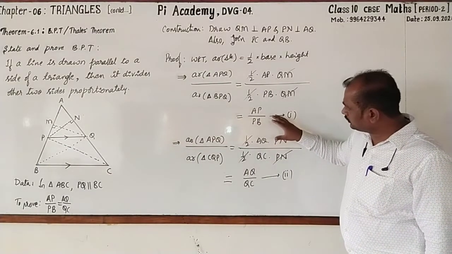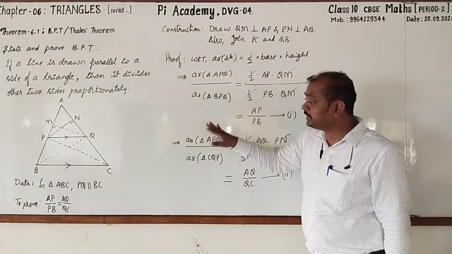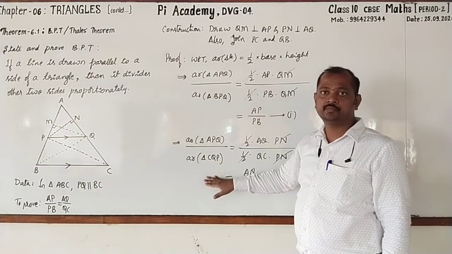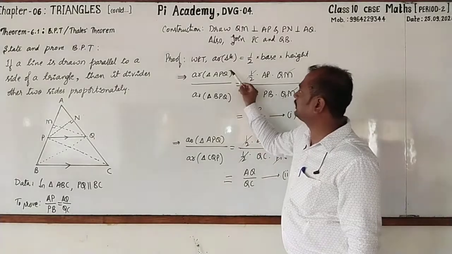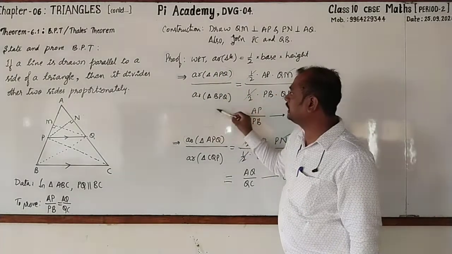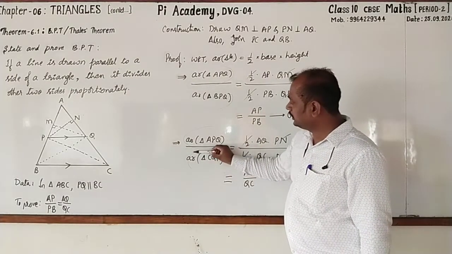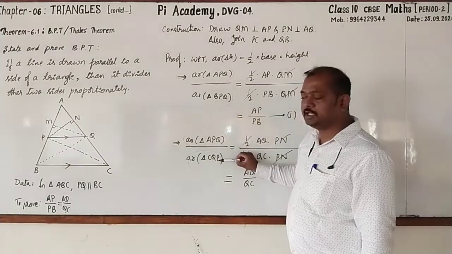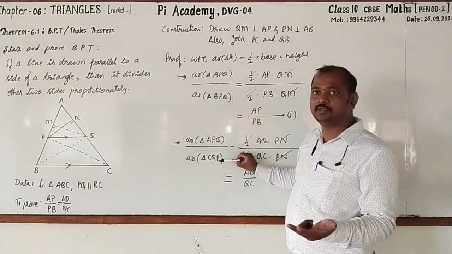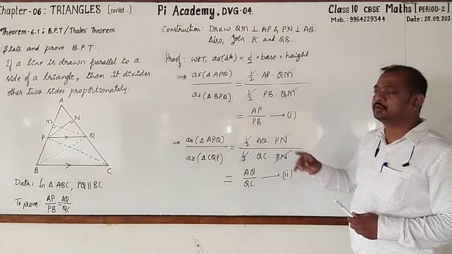If you want to prove these two as equal, obviously their LHS part should also be equal. And observe in the LHS part, we have area of APQ, area of APQ. In the denominator, BPQ, but here is CPQ. If BPQ and CQP are equal, then these RHS parts will be equal. Observe.